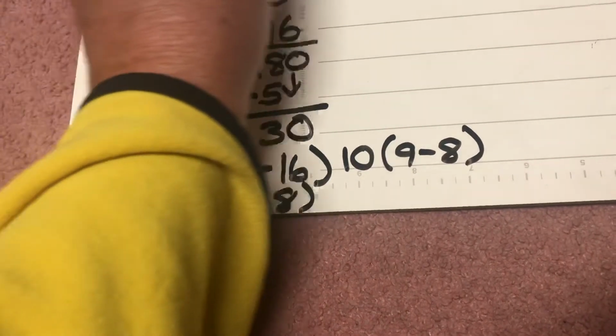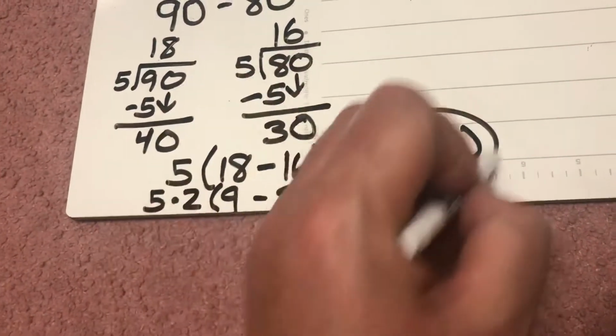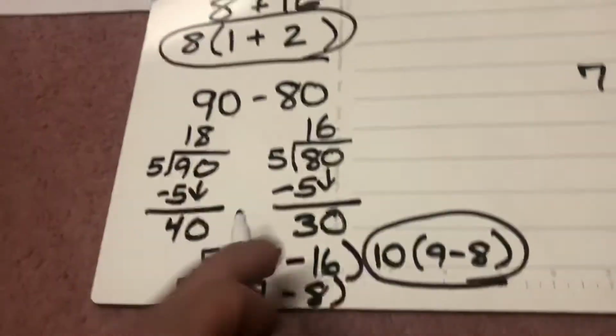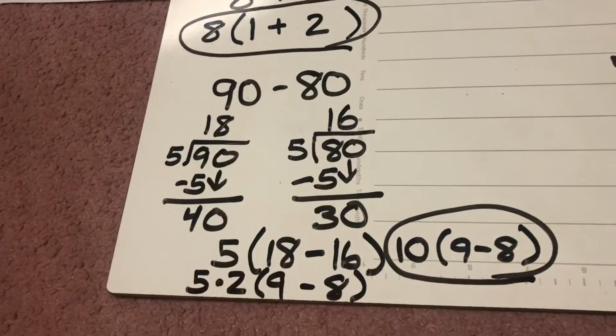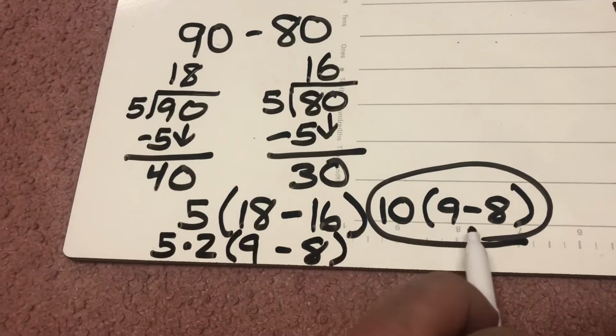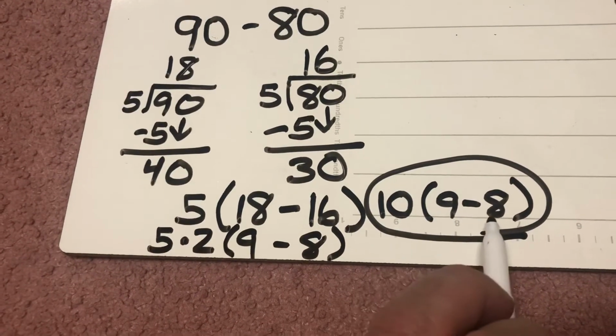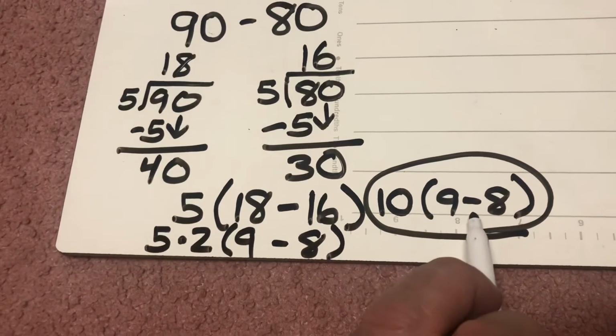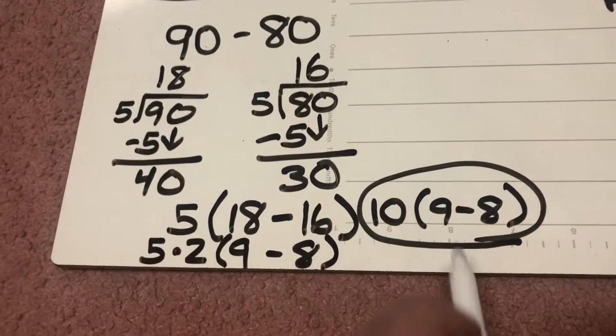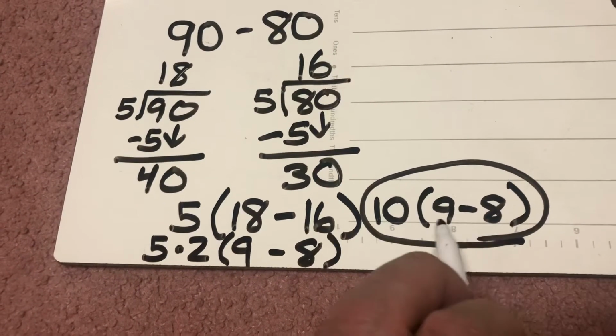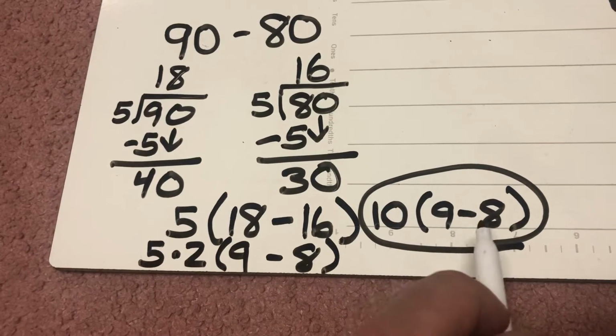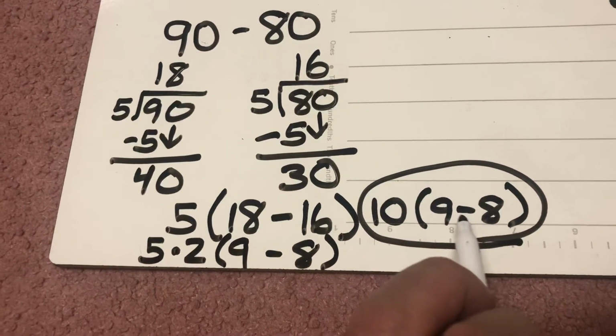And when I factor them, I'm not solving anything, but I can double check my math. I know that 90 minus 80 equals 10. And this is 10 times whatever 9 minus 8 is. Well, 9 minus 8 is 1, and 10 times 1 is 10. I need to make sure what's in my parentheses is in simplest form, that the only number that can go into both of them is 1.